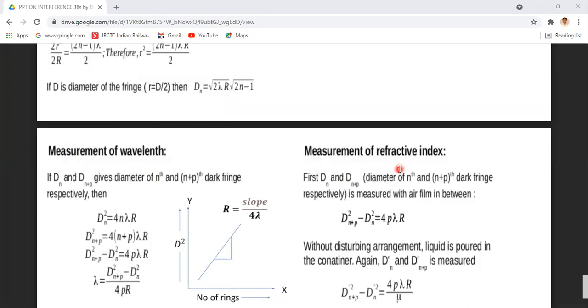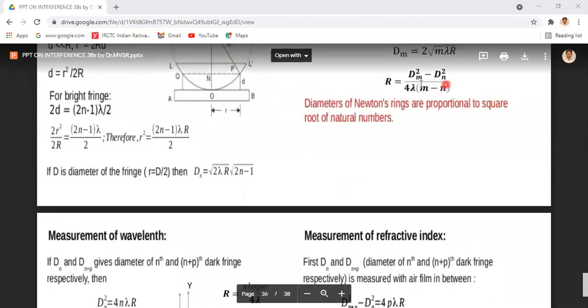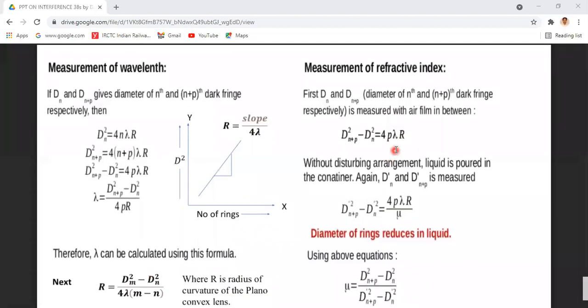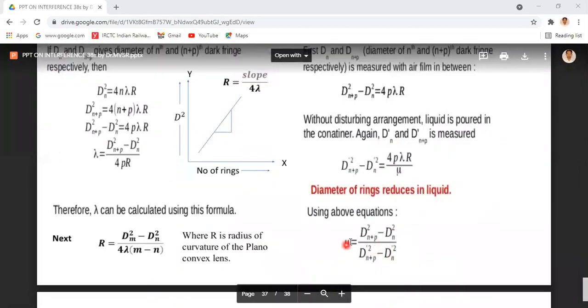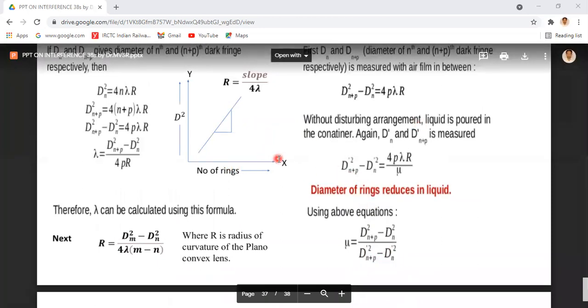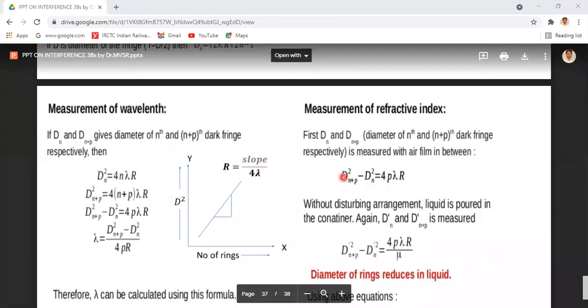So we have three applications by using this Newton's rings experiment. First, we have to calculate the radius of curvature R of the given plano convex lens. The wavelength of the incident light lambda is also calculated by using the formula lambda is equal to d square n plus p minus d square n by 4 p R. And also the refractive index of the given thin film, mu is equal to d square n plus p minus d square n by d dash square n plus p minus d dash square n. Of course these are not needed for you, but only the radius of curvature is asked to calculate. But I showed you the remaining applications too. Is it understood?